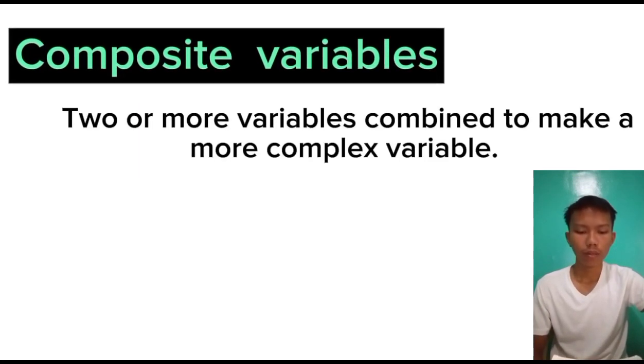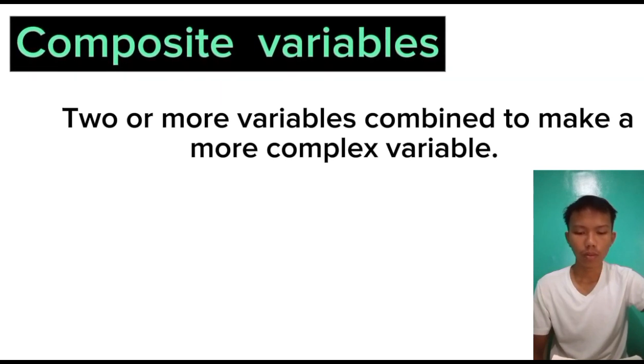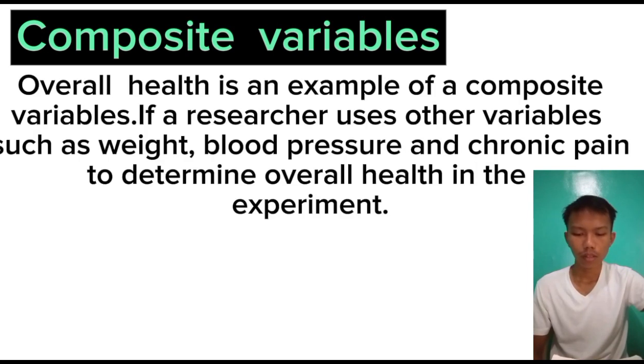A composite variable is two or more variables combined to make a more complex variable. Overall health is an example of a composite variable if a researcher uses other variables such as weight, blood pressure, and chronic pain to determine overall health in the experiment.